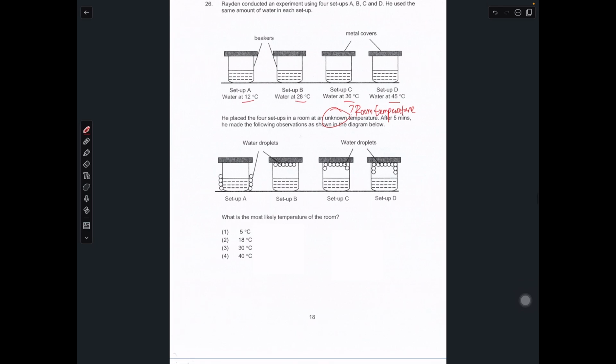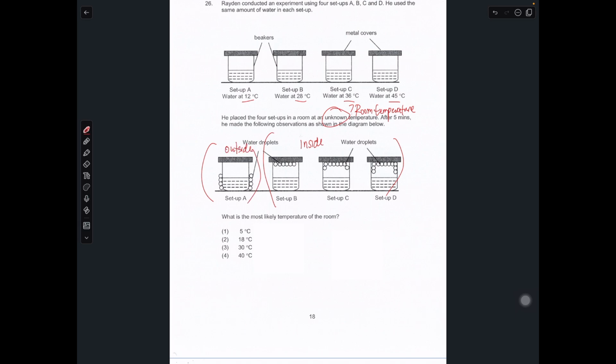Okay, so what is most likely the temperature of the room? And you have to see based on the water droplets that are within the container. So first up, let's take a look at the similarities. B, C, and D, they are found all on the inside. Okay, this one is found on the outside.